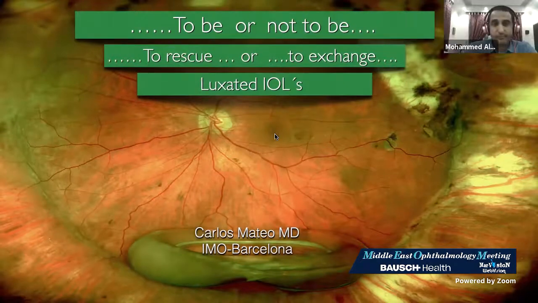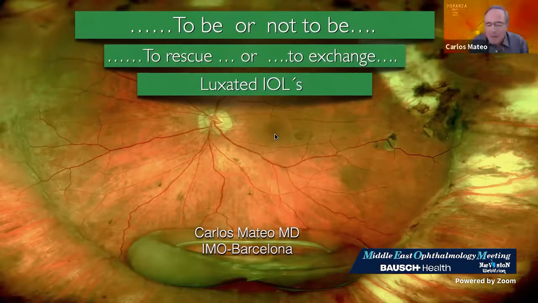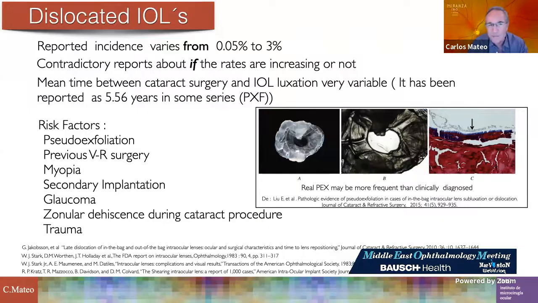As a vitreoretinal surgeon, my topic will be a little bit different. I'm going to discuss to rescue or to exchange in patients that have luxated IOLs. You know that the reported incidence of luxated IOLs varies from 0.05% to 3%, and there are contradictory reports about whether the rates are increasing or not.